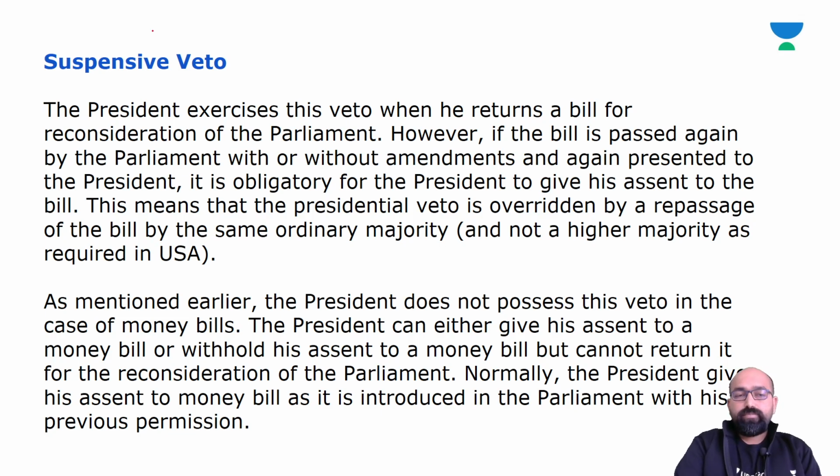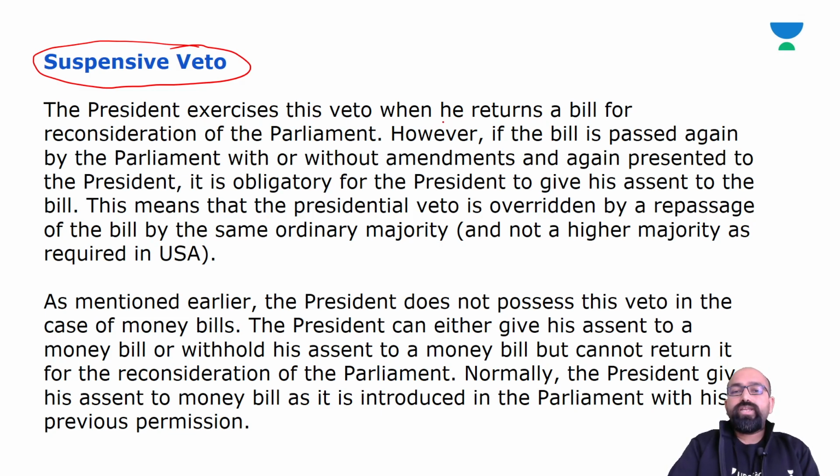Now, the next type of veto is the suspensive veto. The president exercises this veto when he returns a bill for reconsideration of the parliament. However, if the bill is passed again by the parliament with or without amendments and again presented to the president, it is obligatory for the president to give his assent to the bill. This means that the presidential veto is overridden by a repassage of the bill by the same ordinary majority.